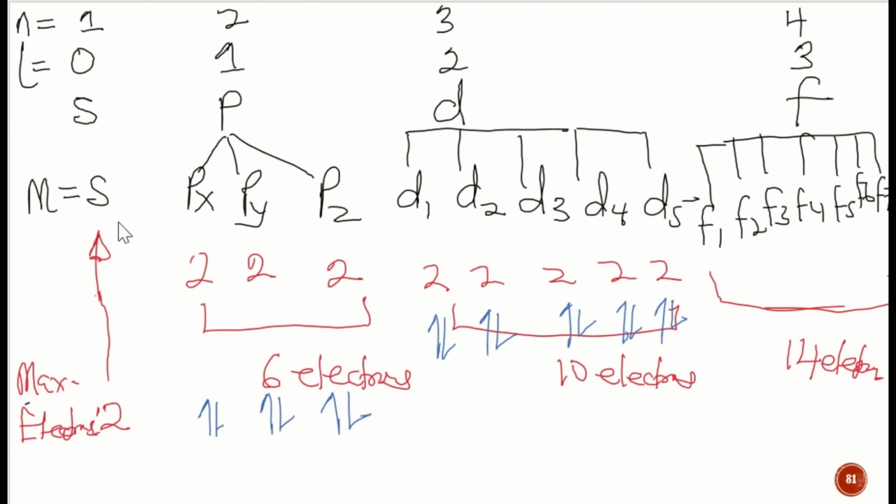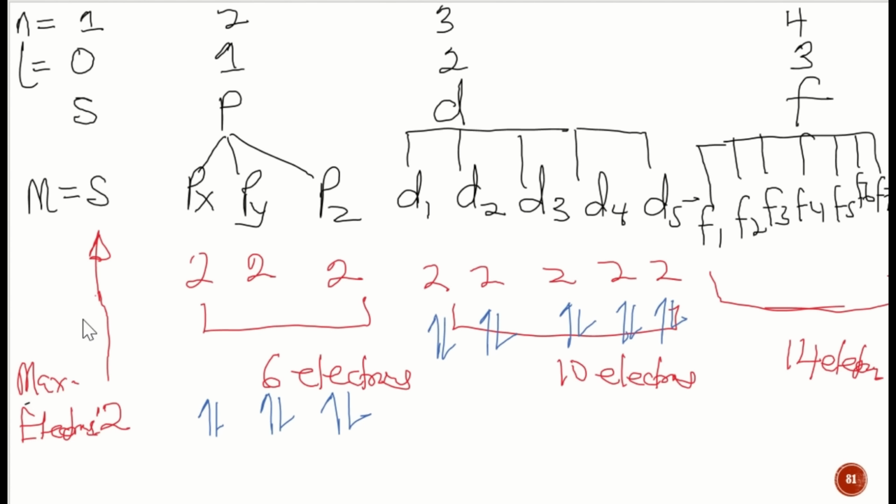Now, each of these orbitals takes a maximum of 2 electrons. So my s orbital can occupy 2 electrons. My p orbital will take a maximum of 6 electrons, 2 electrons each. My d orbital will take a maximum of 10 electrons, 2 electrons in each of the orbitals. While the f will take 14, 2 electrons from f1, f2 to f7.